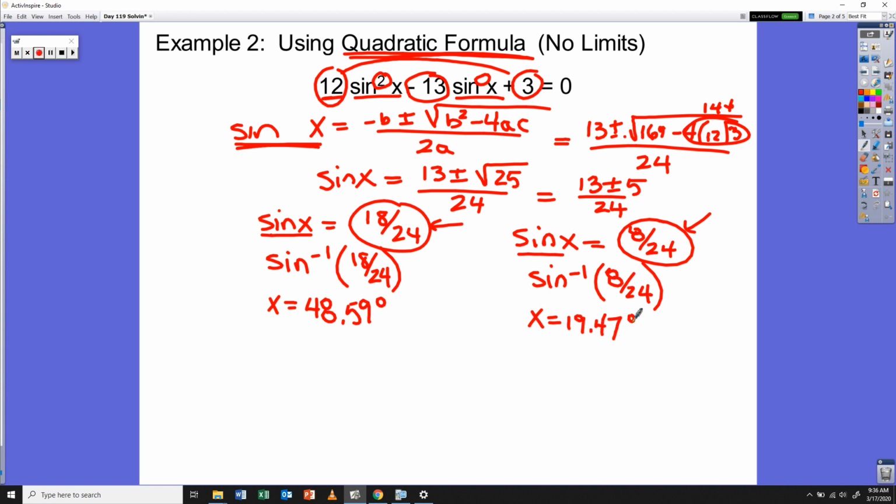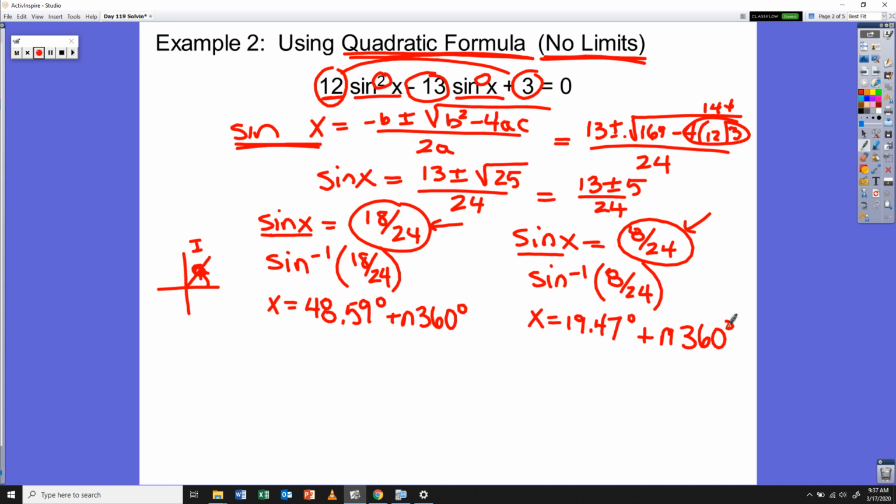Now again, going back to the original question, this was a problem that had no limits. So we are not just looking for the answers from the first go round. 48.59 is in the first quadrant. Because my sine value was positive, we should add on multiples of 360 to get all the rest of the answers. Every time we keep coming back around to the same spot, it's going to work. And the same thing for 19.47. We're going to add on multiples of 360 because they will also work.